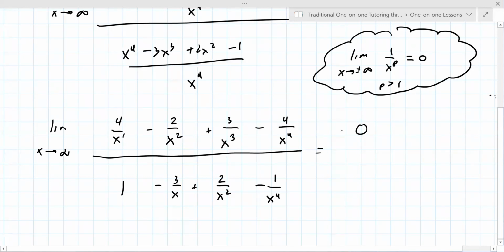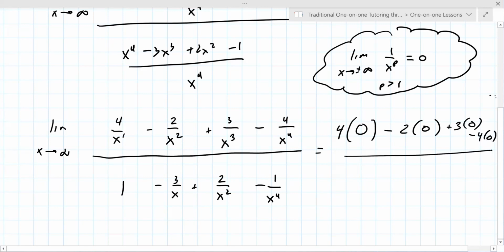So it's like 4 times 0, because this is really 4 times 1 over x, minus 2 times 0, because it's 1 over x squared, plus 3 times 0, because it's 3 times 1 over x cubed, minus 4 times 0. Some students just write 0, 0, 0, 0. But notice on the bottom you don't get that. You get 1 minus 3 times 0 plus 2 times 0 minus 0. This becomes 0 over 1, which is 0.